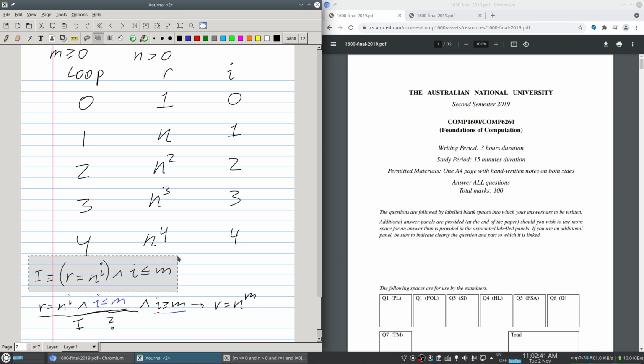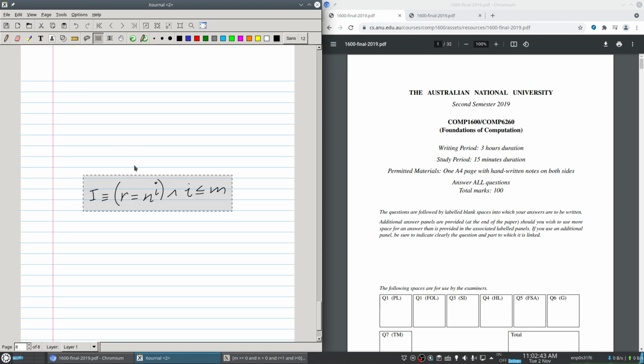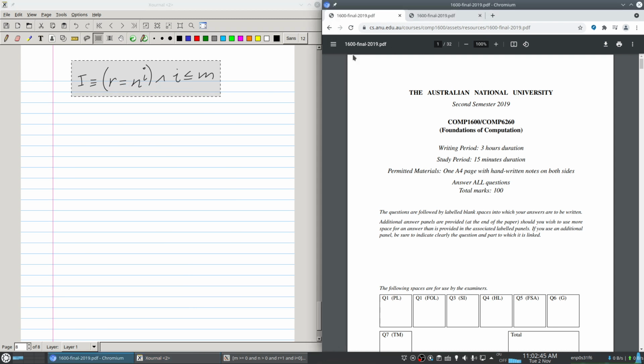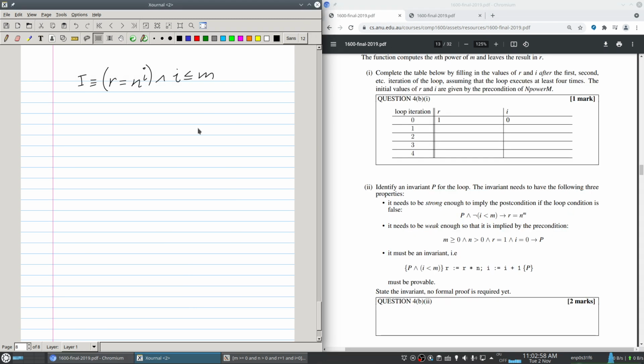So what we can do is we can jump that onto a new page. And I need to also check that it is indeed weak enough. So I need that if m is greater than or equal to 0, and if n is positive, and if r is 1, and if I is 0, does it imply my invariant? R equals n to the I, and I less than or equal to m.